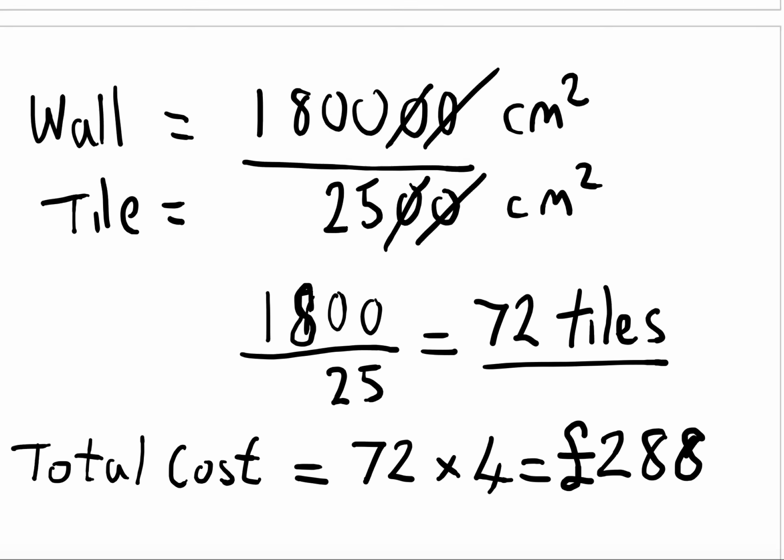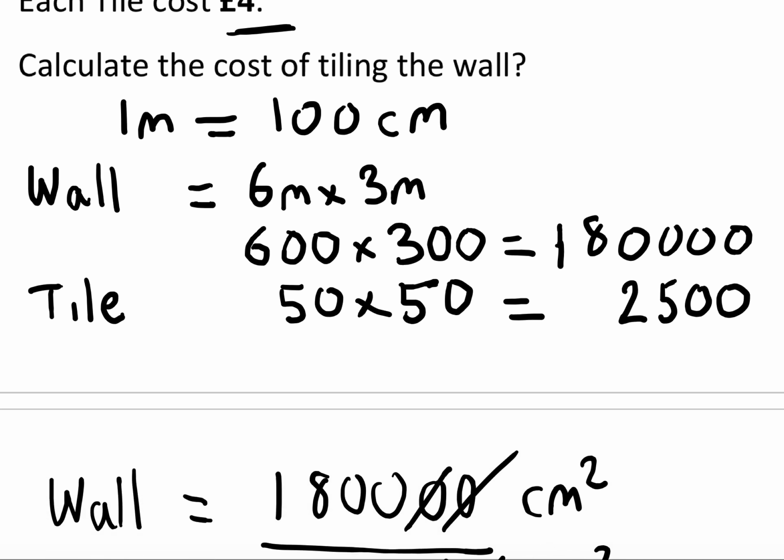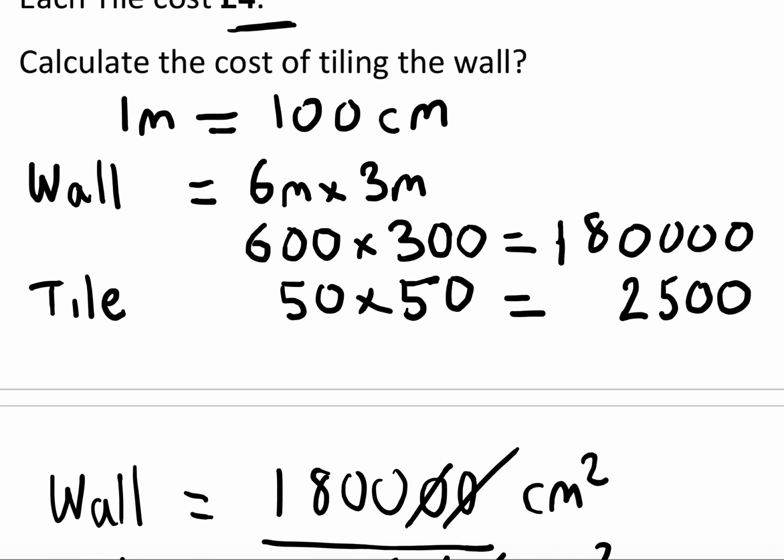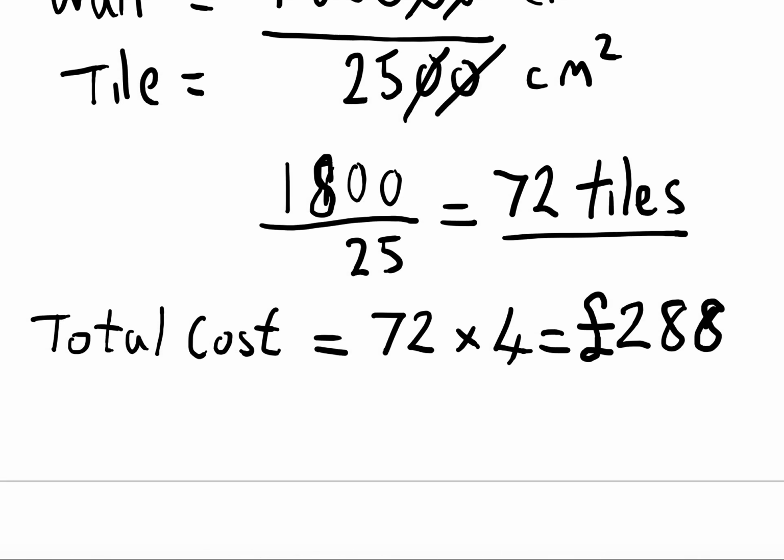Yep, quite a tricky one, quite a lot of working out in that. Again, it's just slowing down, going through the steps, working out the size of the wall, working out the size of the tile, and getting them in the same units. Dividing the tile into the size of the wall will give you the number of tiles. We know the cost of each tile is £4. We just multiply them together, and then we get the total cost. It's only tricky if you don't break it into the smaller steps. But once it's in the smaller steps, you should be able to work through and get to the final answer.